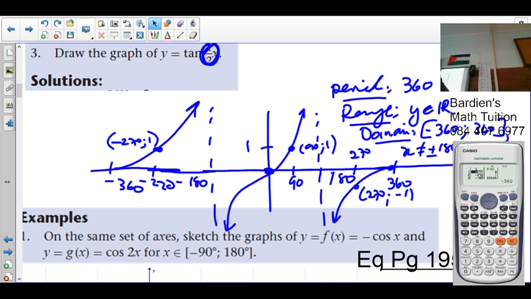So it must be steps of 90. Can you see? Now negative 360 was 0. Then negative 270 was 1. Negative 180 is? It's error. The error is undefined. Can you see that, people? It's your asymptote. And then negative 90 is negative 1. 0 is 0. 90 is 1. 180 is an error. 270 is minus 1. 360 is 0. Do you guys understand? It's easy, no? Okay.